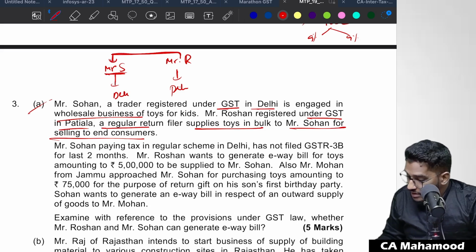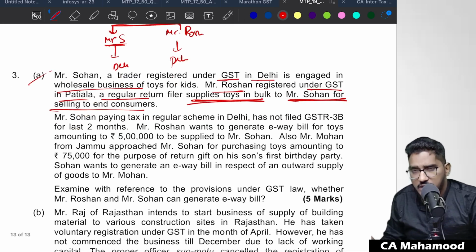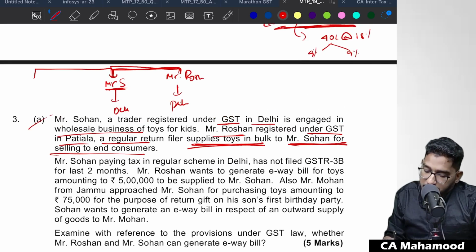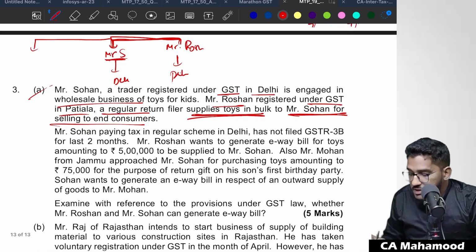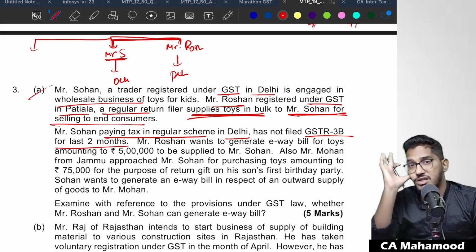So see here, Mr. Roshan is registered under GST in Patiala, a regular return filer, and supplies toys in bulk quantities to Mr. Sohan for selling to the end consumers. So this person will supply to Sohan. Sohan will further supply to the final consumers. Mr. Sohan, paying tax in regular scheme in Delhi, has not filed GSTR 3B for the last 2 months.